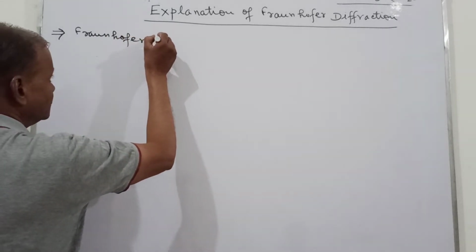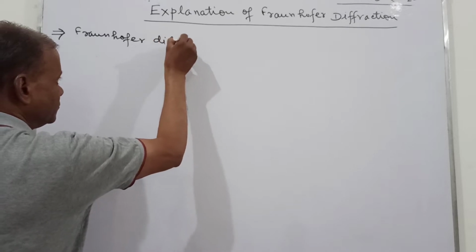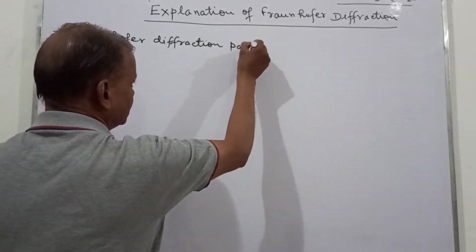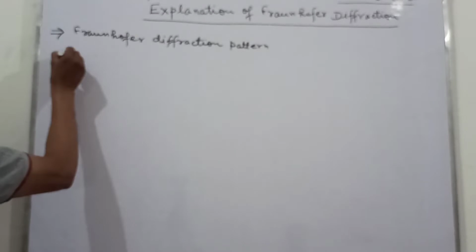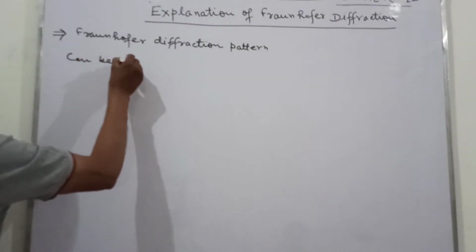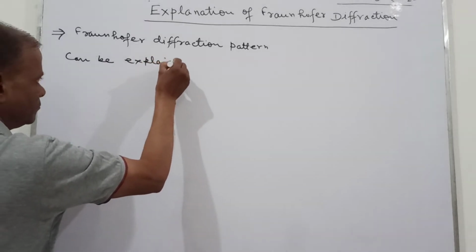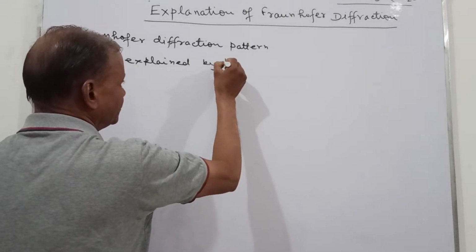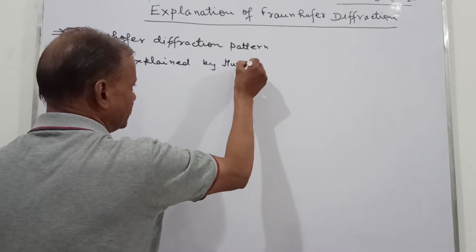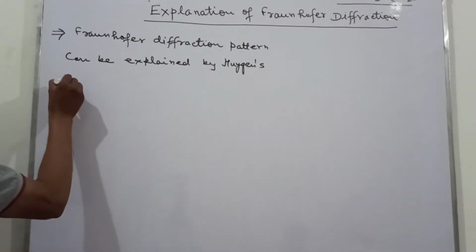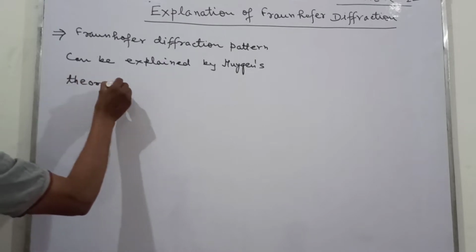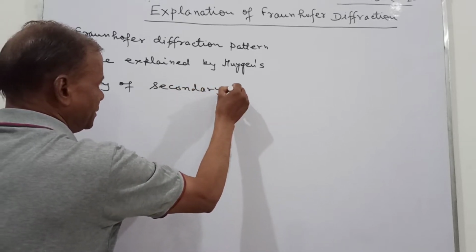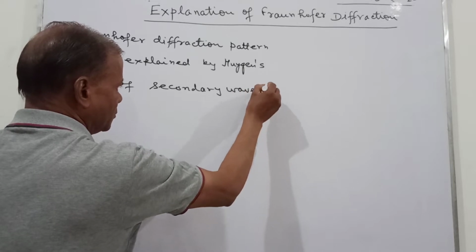Fraunhofer diffraction pattern can be explained by Huygens theory of secondary wavelets.